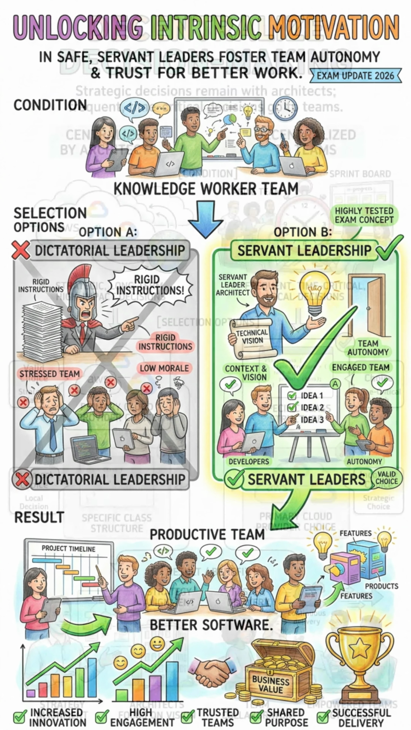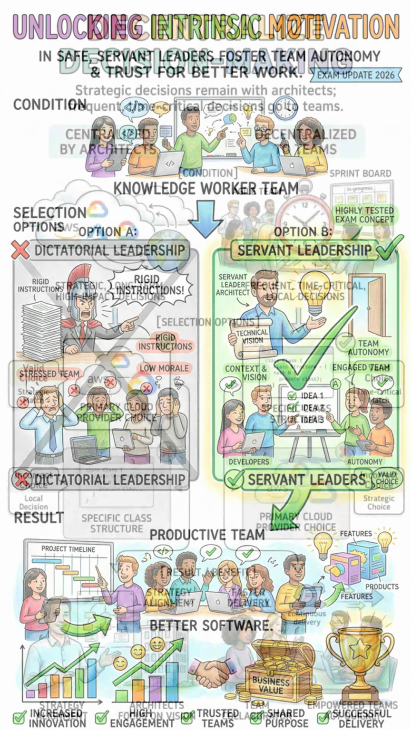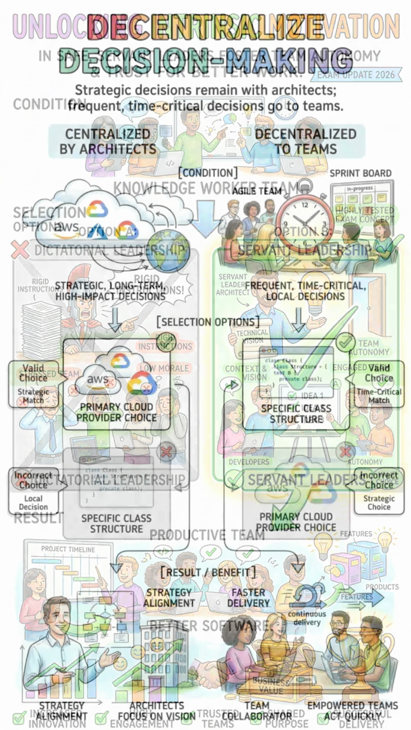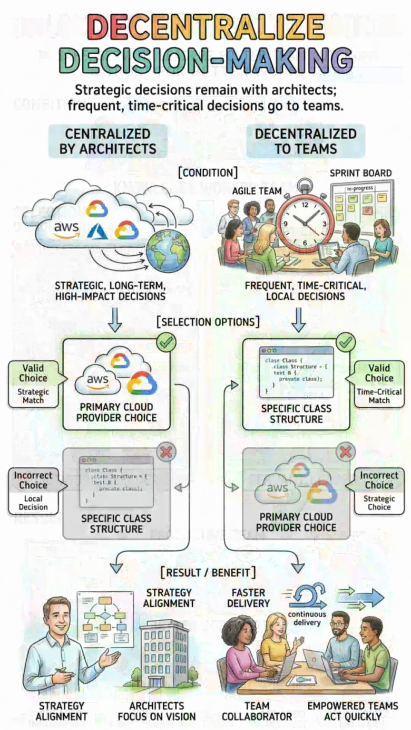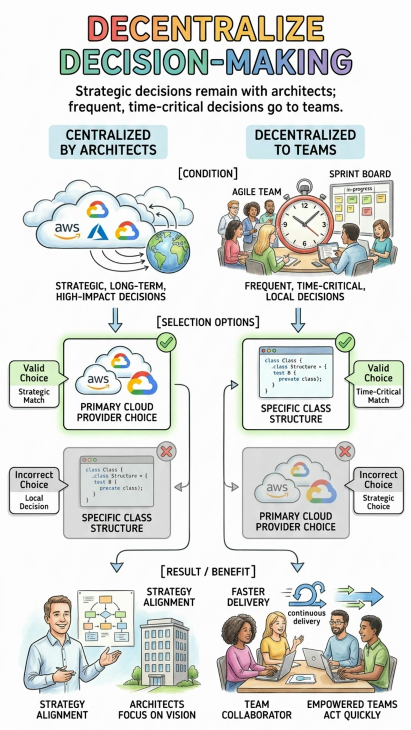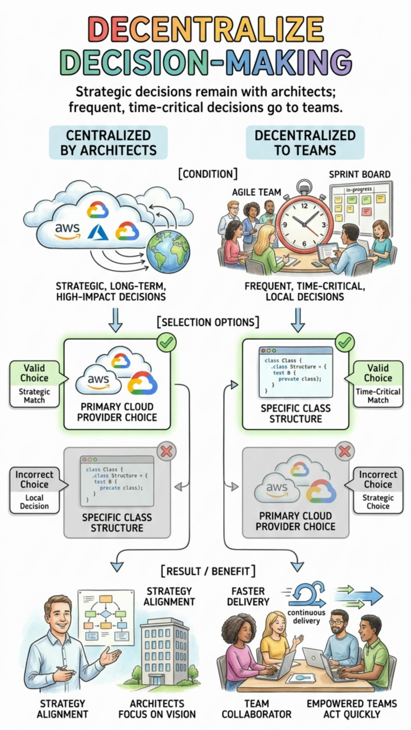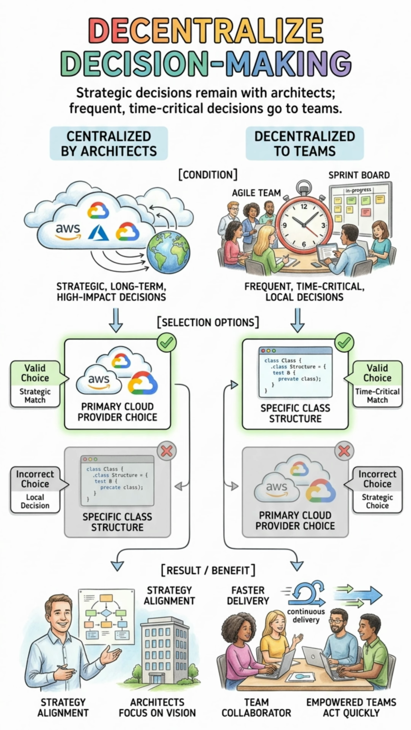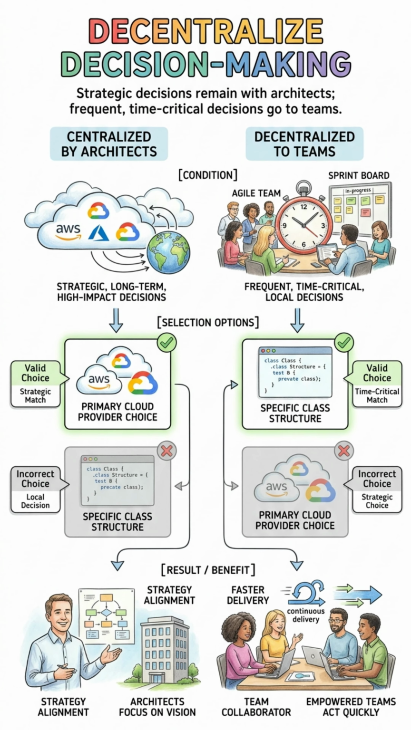A direct extension of empowering workers is the principle to decentralize decision-making. Strategic, long-term, and highly impactful decisions, like choosing a primary cloud computing provider, remain centralized with the architects. However, frequent, time-critical, and local decisions, like designing a specific class structure in the code, must be decentralized and handed over to the Agile teams. Understanding exactly which decisions to keep and which to delegate is a common scenario you will face on the test.